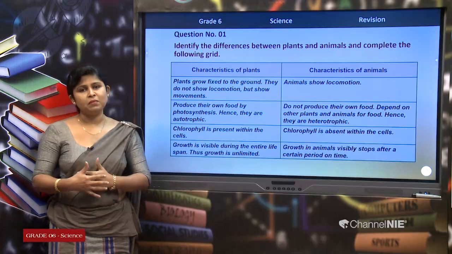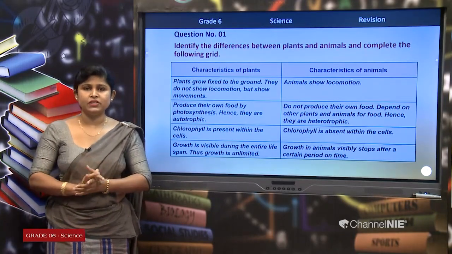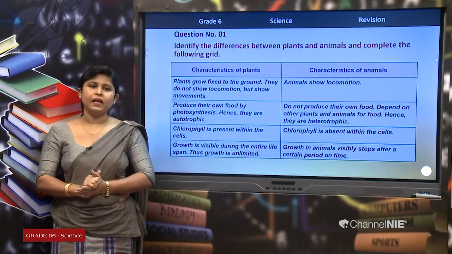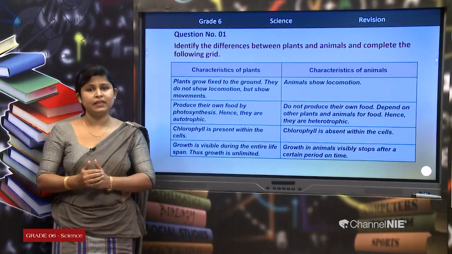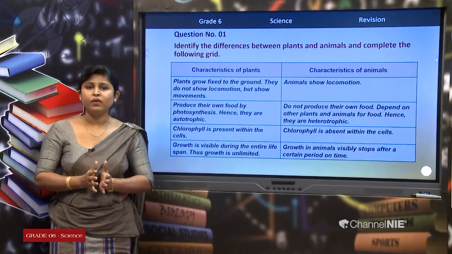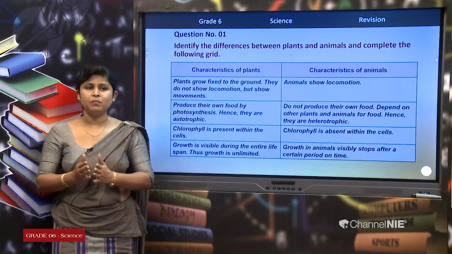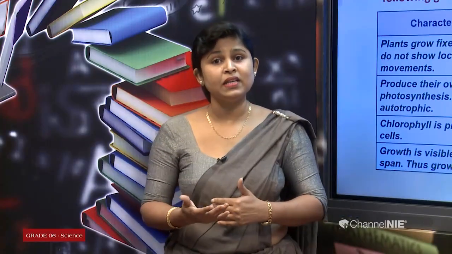Both plants and animals can show movements, but locomotion is a common feature only for animals. The plants can show some movements, but they can't do locomotion. Locomotion means the movement from one place to another. The animals can move from one place to another. We know that. They have different appendages for that.